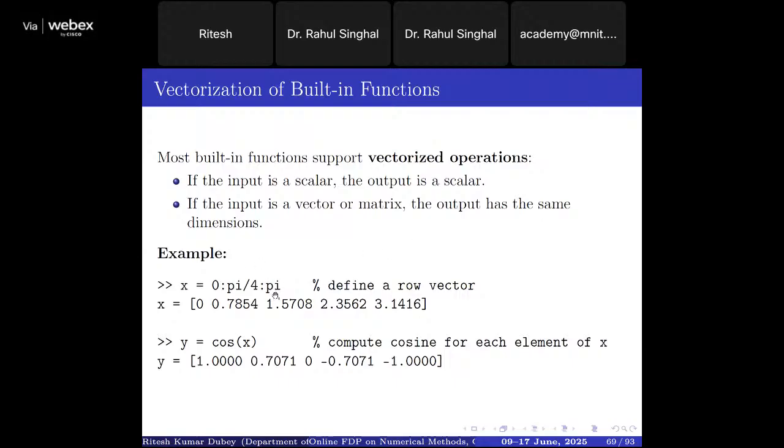I have shown this previously also, when we took x as a random number, y as exponential of x, and z as log of x. Here again we define a row vector from 0 to pi with increment pi by 4. That is the value you get. If you take the cos of this, you will get a vector of the same size, and the output will be stored in y.